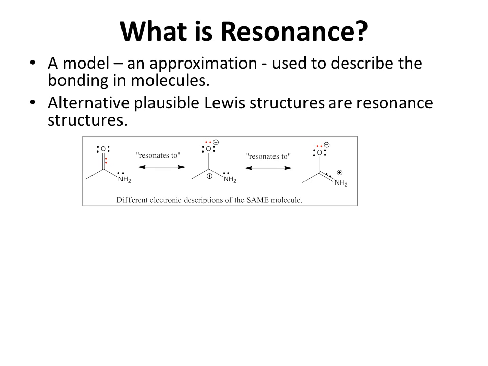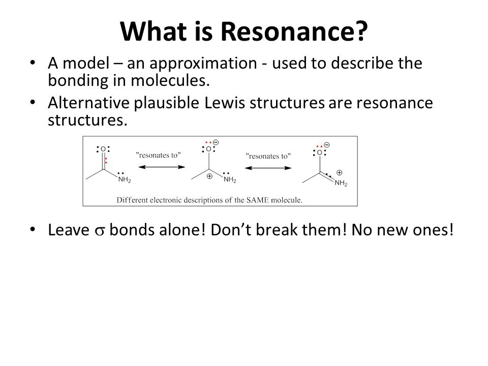Now, when you're drawing resonance structures, you have to leave the sigma bonds alone. That's the primary framework of the molecule. You don't break the sigma bonds, and you don't make any new ones. If you do that, you're either doing a chemical reaction or you're making a new isomer. None of those are resonance structures.